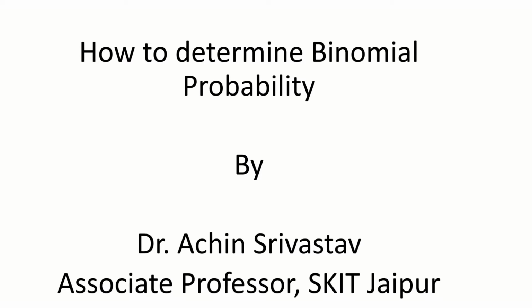Today we are going to learn how to determine the binomial probability. So what is a binomial probability? Binomial probability refers to the probability of exactly X successes on n repeated trials in an experiment which has two possible outcomes.